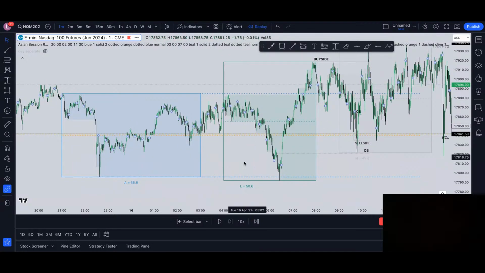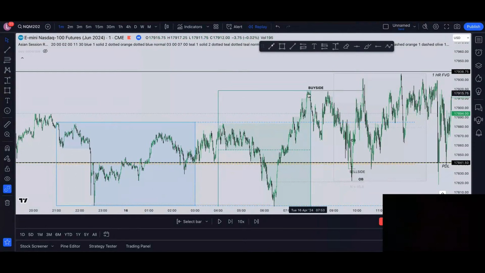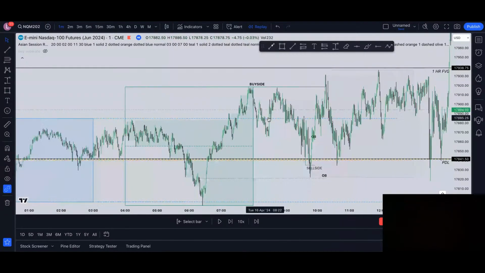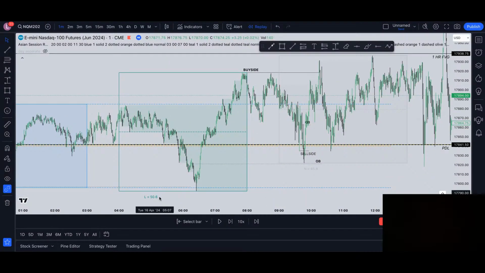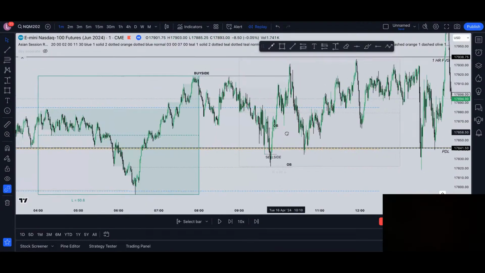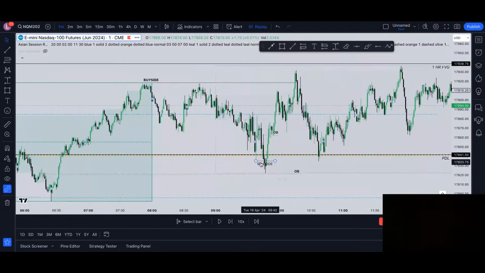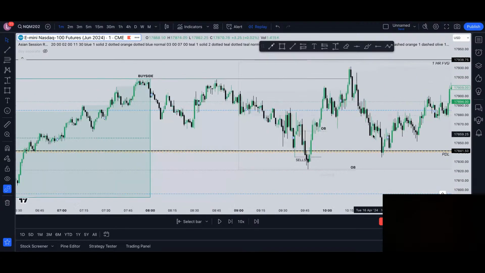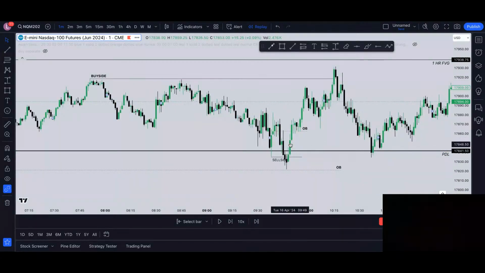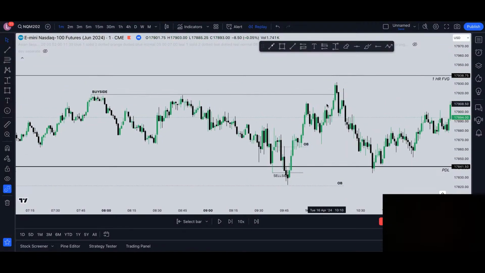Also we can see London took the Asian low, then made a new high. New York session came back to around 50% of the London session, took the liquidity sell side, made a market structure shift, fair value gap, and then ran to take the London highs.